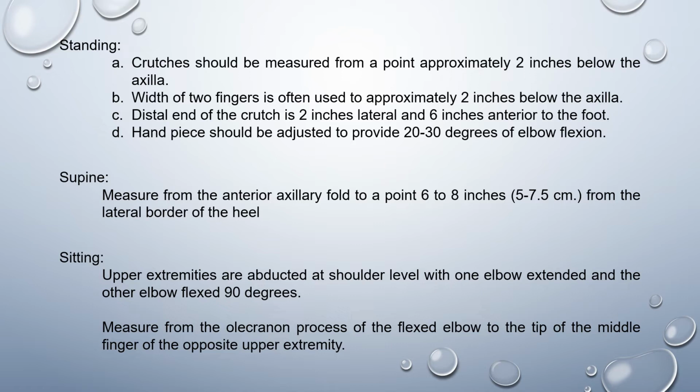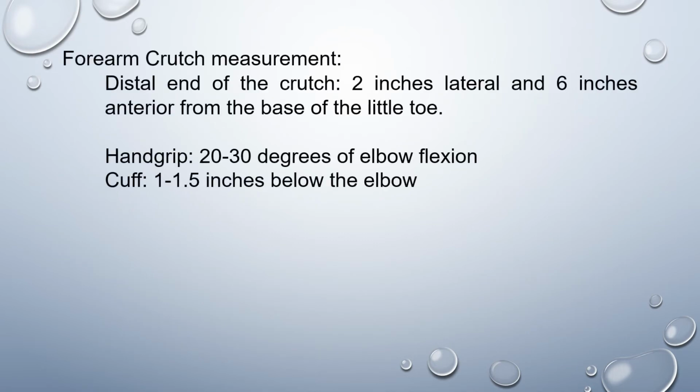And sitting, upper extremities are abducted at shoulder level with one elbow extended and the other elbow flexed at 90 degrees flexion. Measure from the olecranon process of the flexed elbow to the tip of the middle finger of the opposite upper extremity. Anyways, you would notice this one when we're going to do the demonstration.